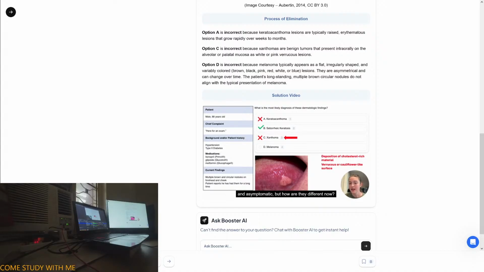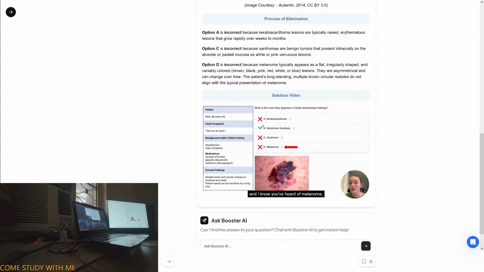But how are they different? Now, xanthoma is a deposition of cholesterol material and has no association with sebaceous glands. These can be seen intraorally or on the skin, while seborrheic keratosis is only found on the skin. These are typically solitary lesions, they're not found in multiples, and are more of a yellowish, pinkish white than a tan, brown, or black, and these are also typically treated. And finally, we have melanoma.